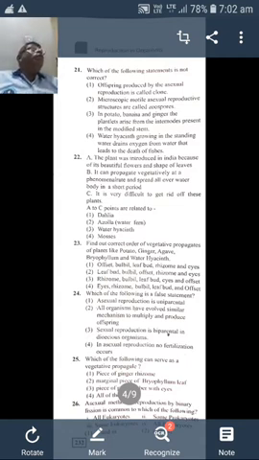Next, we shall pass on to the 23rd question. Find out correct order of vegetative propagates of plants like potato, ginger, agave, bryophyllum, and water hyacinth. See, here 1, 2, 3, 4, 5 plants are there.